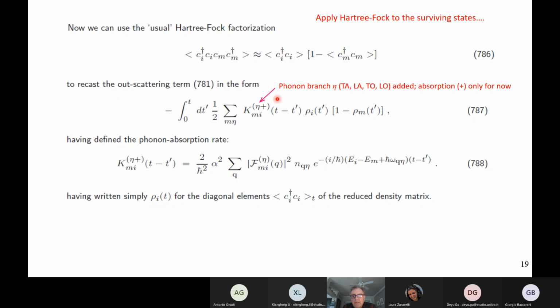So this is sort of what we would expect. The occupation of a given state decreases because the electrons can scatter out of this state. So this is an outscattering term for phonon absorption only, and still it is not quite the form that we're familiar with, because this depends, and this is crucial, on the past history of the system.